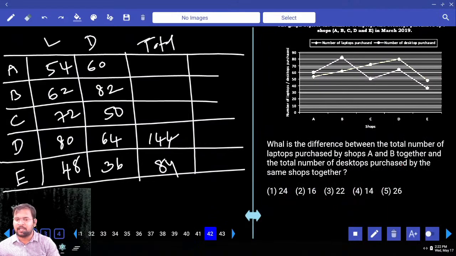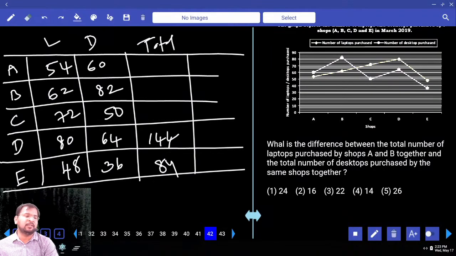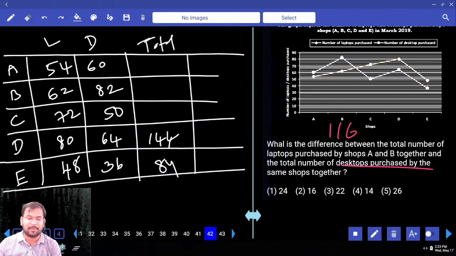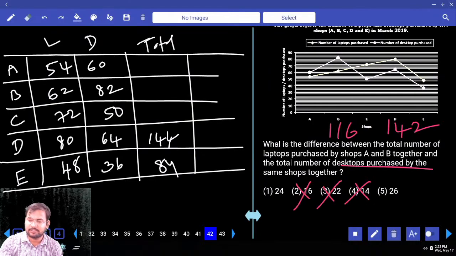What is the difference between the total number of laptops purchased by shop A and B together and the total number of desktops purchased by same shops together? Difference between the total number of laptops purchased by A and B: AB laptops is 116. Next, desktops purchased 140. Difference is 26.